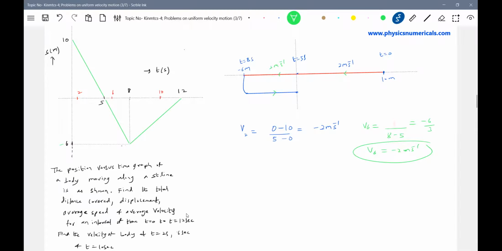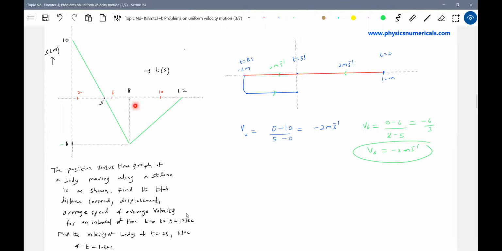Yeah, this one only is correct here. Similarly again, in between 8 to 12 seconds, what happened to the body? It is having a positive slope. So then again from minus 6 meter, it will come to the origin. So it will change the direction of motion.